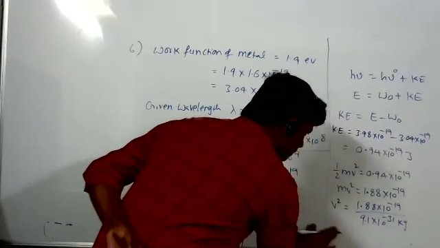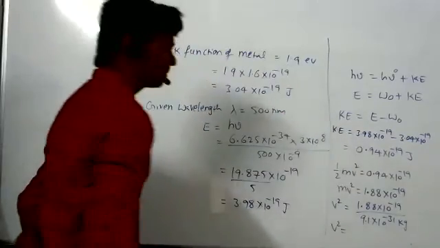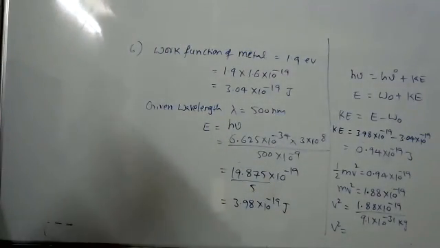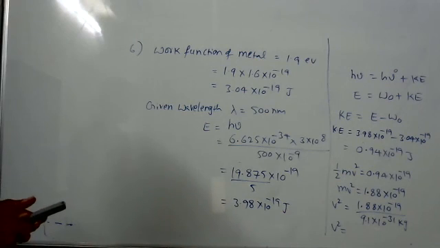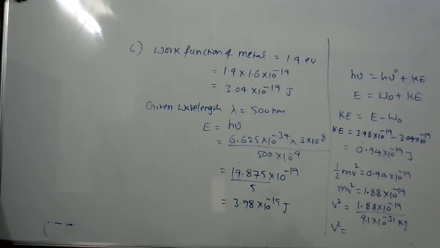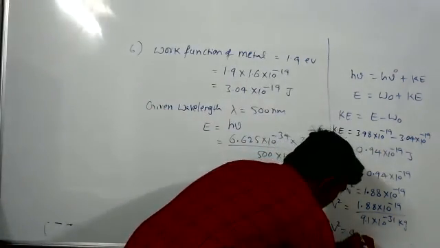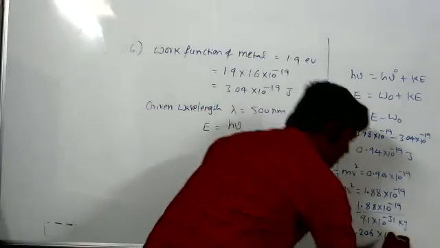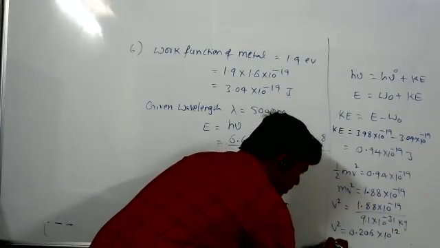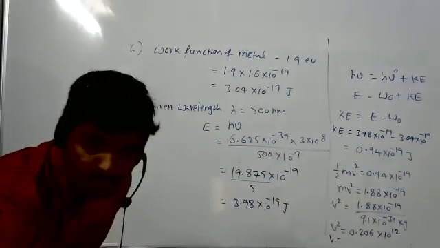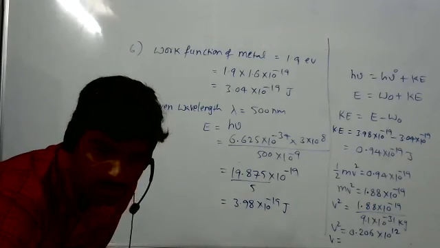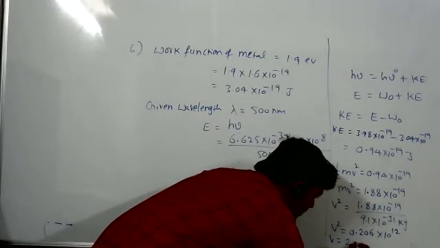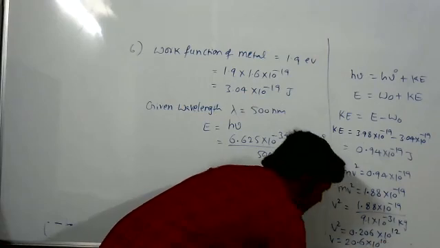V square is equal to 0.206 into 10 power 12, so V square is 20.6 into 10 power 10.